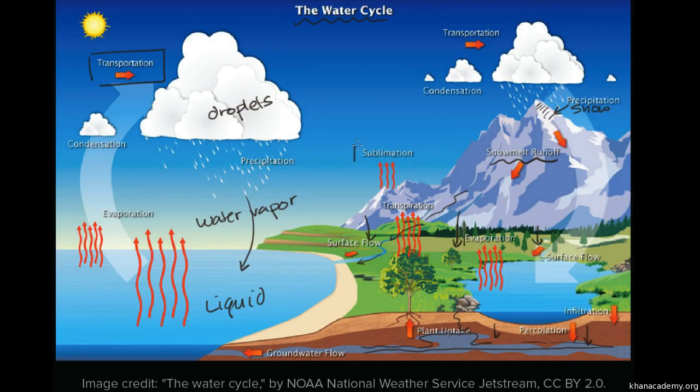Over here, you see this word sublimation. That's going straight from the solid form of water, ice, into the gas form of water, or water vapor. And this will happen in situations where it's cold and it's very, very dry, and you have, in general, low pressure. And so instead of going into the liquid state, the water molecules just start leaving as water vapor.